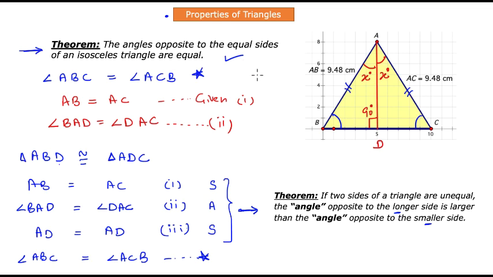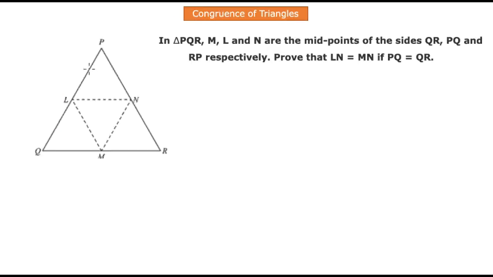Okay. So now let us take a look at one example in which we will use this theorem and we will try to prove the congruency of one triangle versus another triangle. Okay. So let's take a look at that example. In this problem, we are given that there is a triangle PQR and L, N and M are the midpoints of those respective sides.